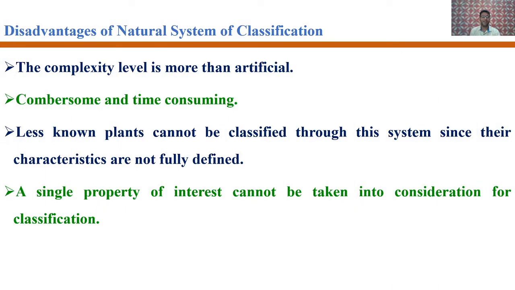However, apart from the advantages, the natural system of classification has some limitations. Number first is the complexity level is more than artificial as it is based on various number of characters. Number second is it is very cumbersome and time consuming. Number third is less known plants cannot be classified through the system since their characteristics are not fully defined. Number four is a single property of interest cannot be taken into consideration for classification. And lastly, this classification does not take into consideration the phylogenetic relationship of different taxa.